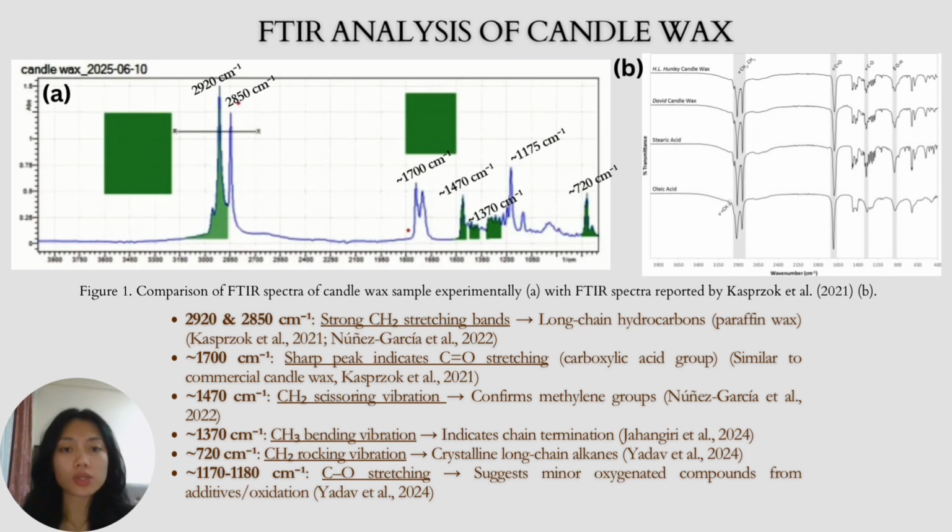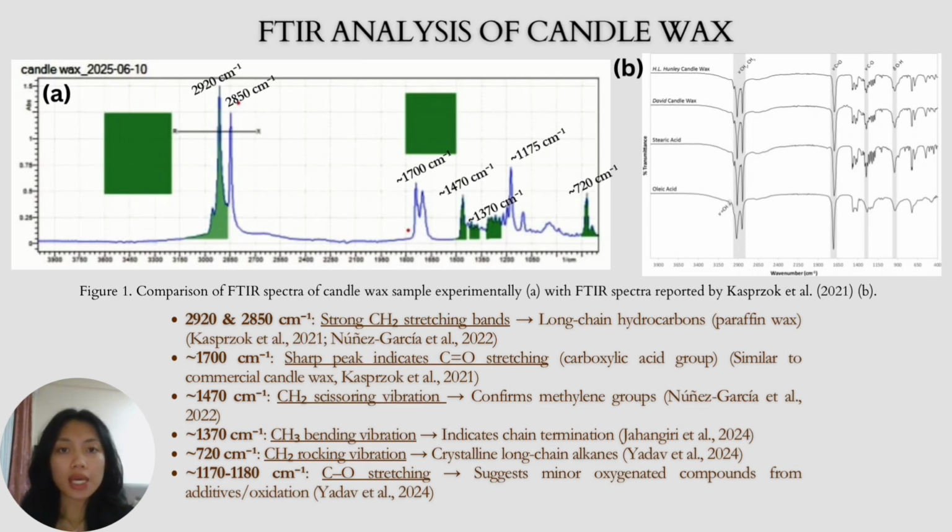And then another strong peak at 720 cm⁻¹ corresponds to CH2 rocking vibrations, which are characteristic of crystalline long-chain alkanes. This supports identification of the structure as paraffin wax, as seen in Yadav et al. 2024.